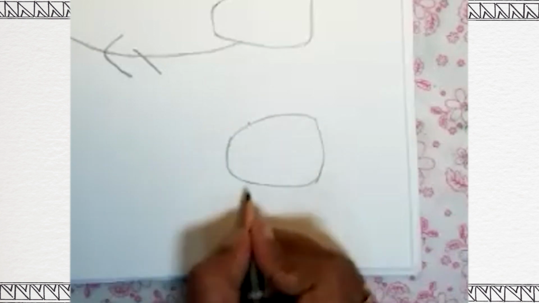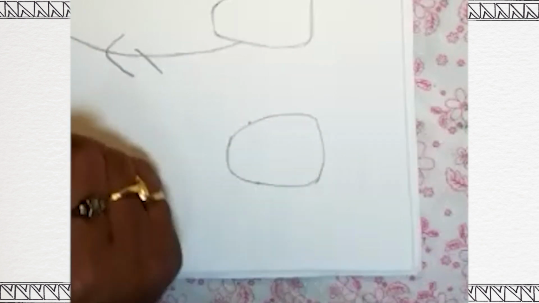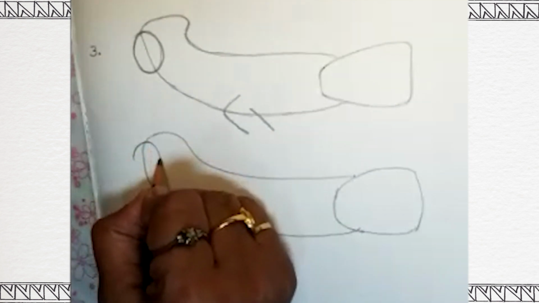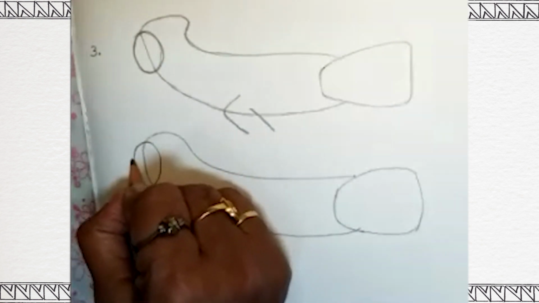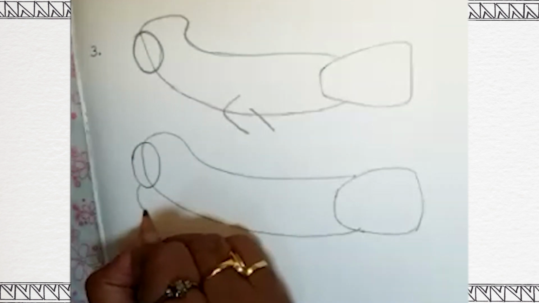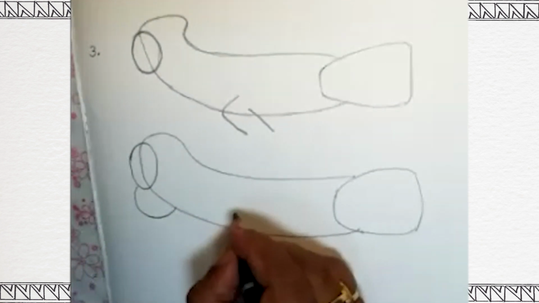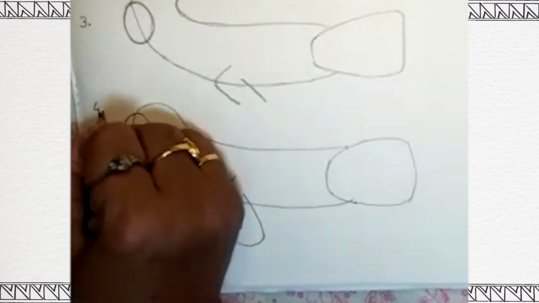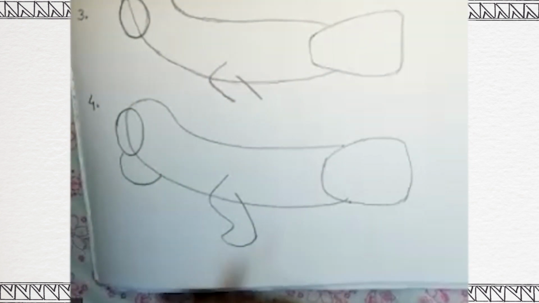We'll mark one dot here, one dot here. We will bring this. Here we are going to draw a big O, very big O. Here we are going to draw a half circle. And here, this is our step number 4.